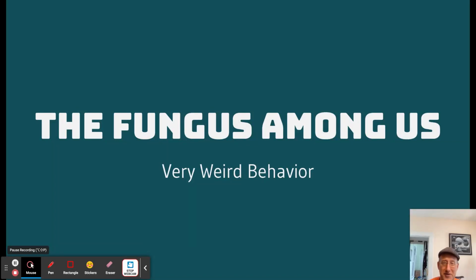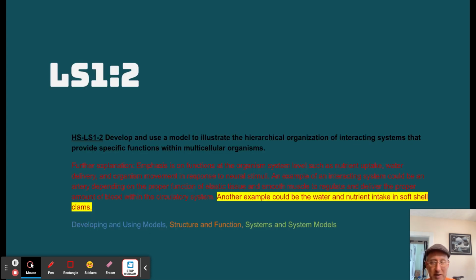Hi, now we're going to talk about the fungus among us. Very weird behavior happening on a single cell level, and how it affects multicellular organisms. So, this is continuing that same theme.